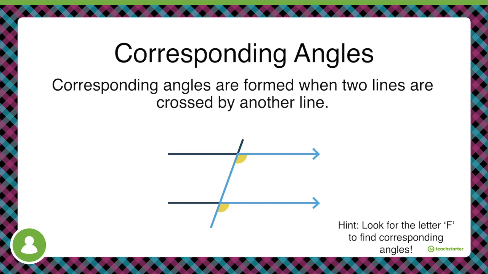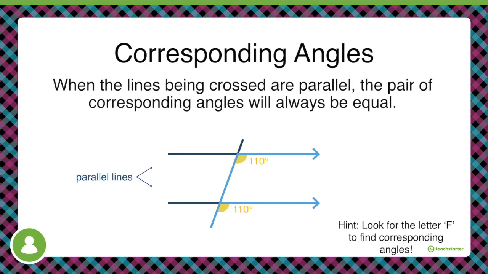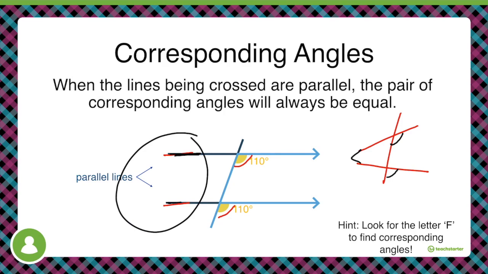The important thing to note is that if the two lines are parallel, then these corresponding angles are always equal. Even if the lines are not parallel, like this, we still call these the corresponding angles, but because they're not parallel, they would not be equal. In this diagram, these are parallel lines, and so the corresponding angles are completely equal to each other. So that's our first set.